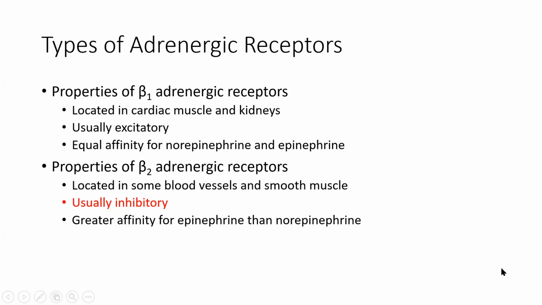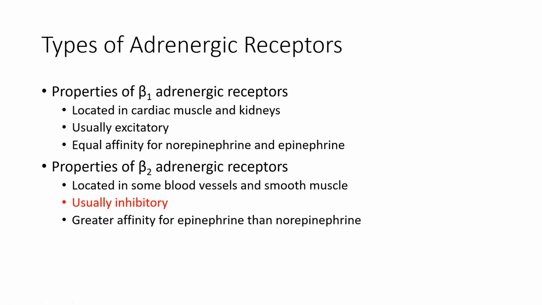So beta 1 receptors are specifically located on cardiac muscle as well as the kidneys. They again are excitatory, so they're going to help to increase heart rate as well as increase kidney function. In other words, excite that tissue. They have equal affinity, so if there's equal proportions of norepinephrine and epinephrine around, they're going to bind them with equal affinity. They don't have a preference, essentially.